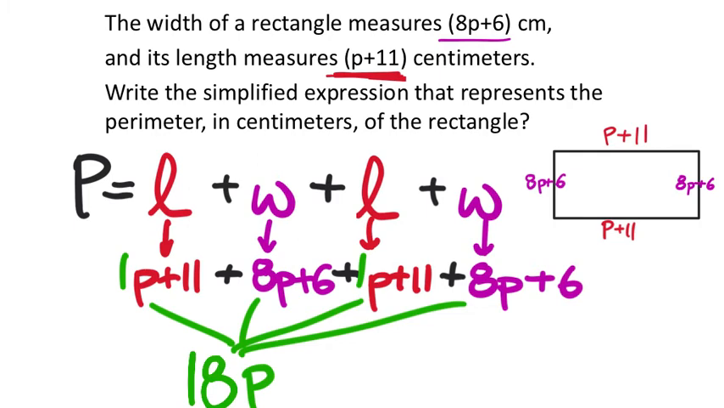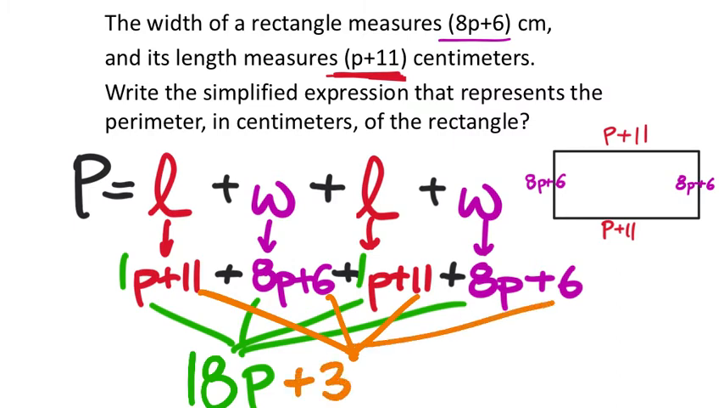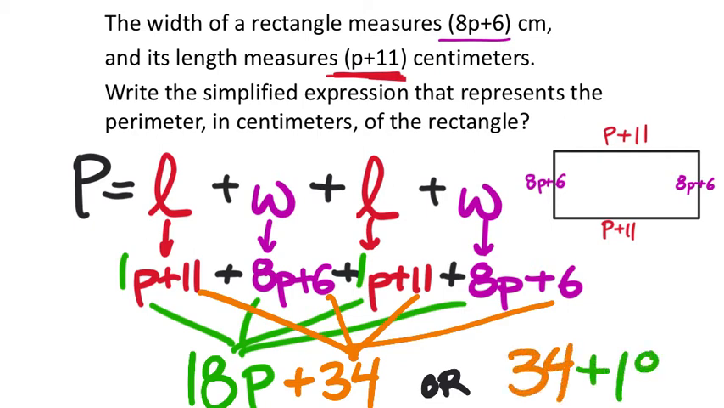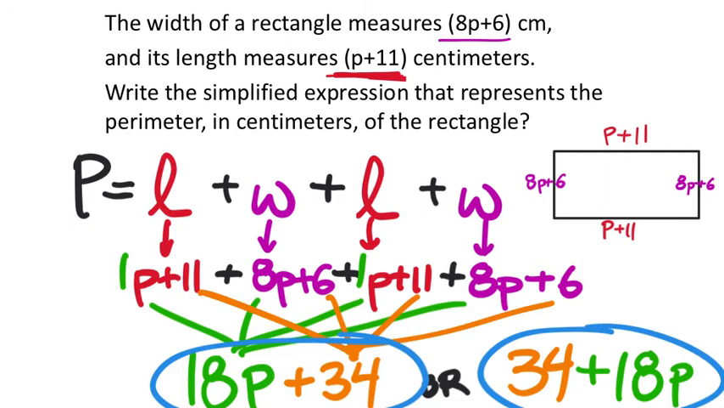Now I'm ready to combine the constants. I have 11 plus 6 plus 11 plus 6. And that should be a total of positive 34. Now some students may reverse the order here, and they may write it as positive 34 plus 18p. It's exactly the same expression. All you've done is change the order. So either one of these would work.